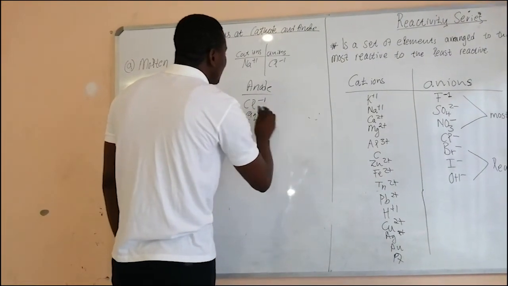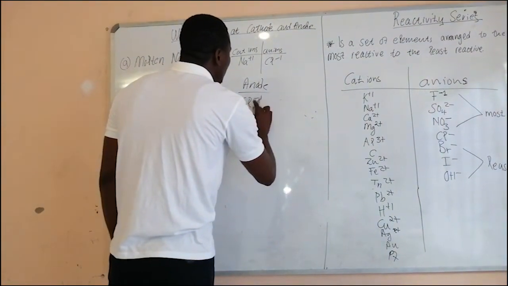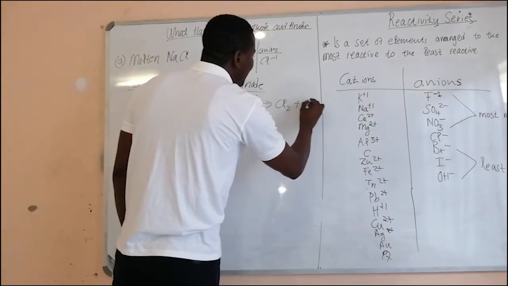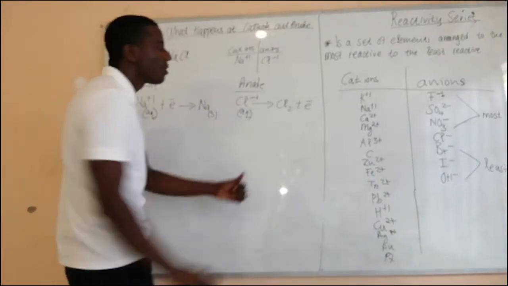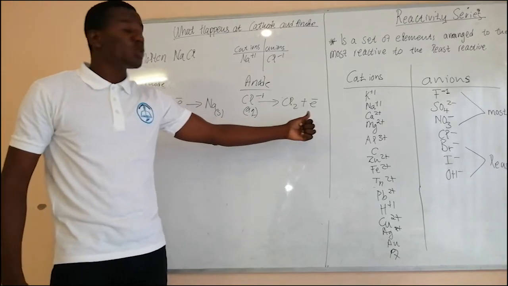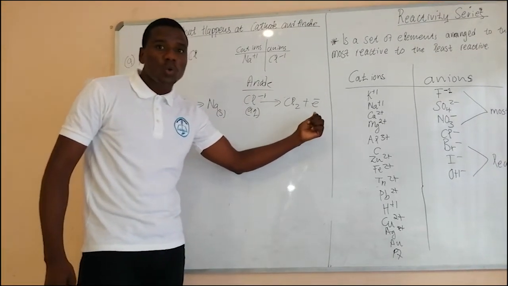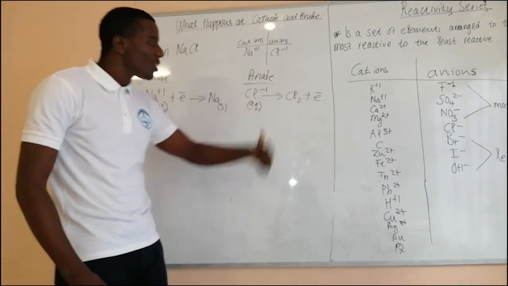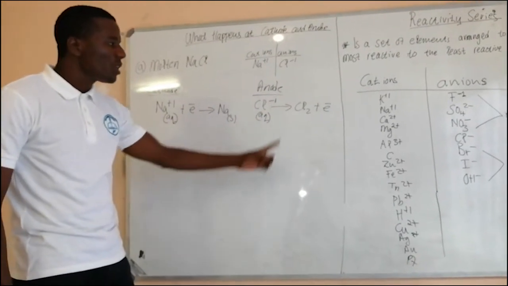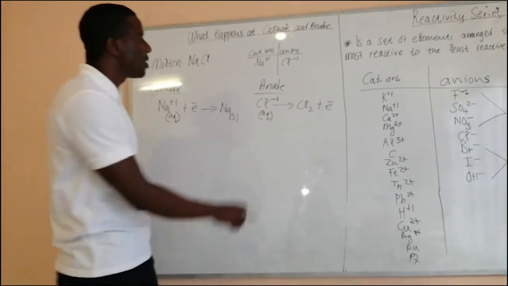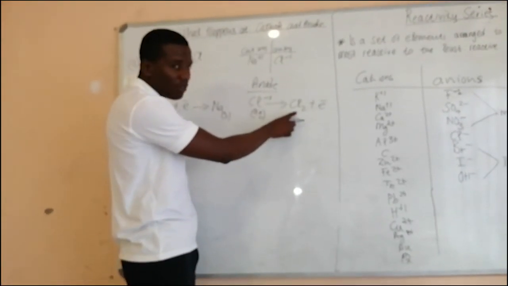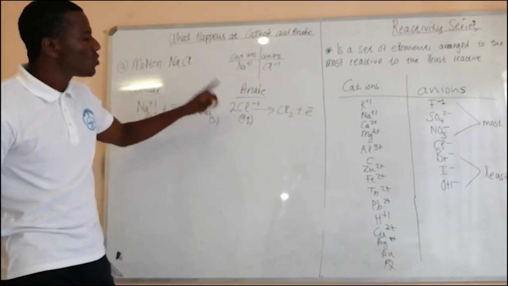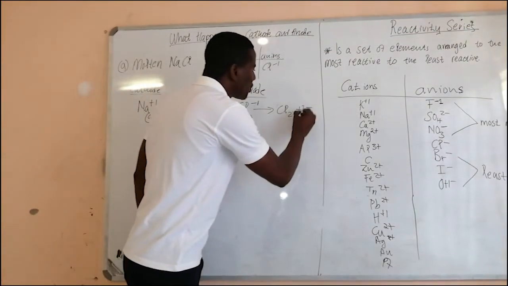So we have something like this: Cl minus gives Cl2 plus an electron. The reason why we move this electron this side is because now we are going to gain the electron. We are not losing it like on the other side, but on this side we are gaining the electron, so we need to show that. Now if you look at this equation, it's not balanced. We have Cl on one side, but on the other side we have 2Cl, so you write your 2 there. If you write your 2 there, it means you have 2 chloride ions, and then you write 2 here.